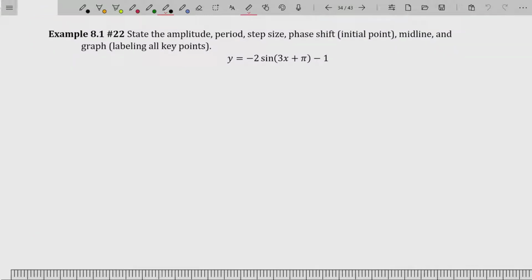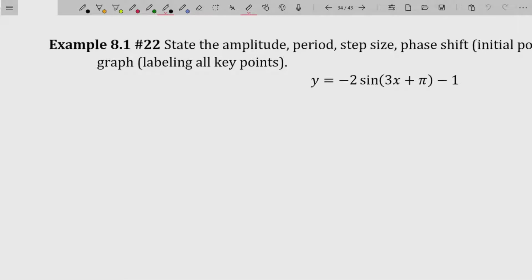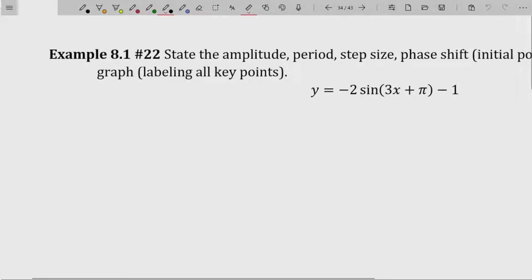I should mention, I'm not going to go through a 12-step program here. I'm just going to kind of go through and do what I need to do. So I note that it's a negative sine function. That's the first thing I note. I know it's a negative sine function. Let's state the amplitude. The amplitude here is the absolute value of that coefficient of sine, which is -2. So that amplitude is going to be 2.